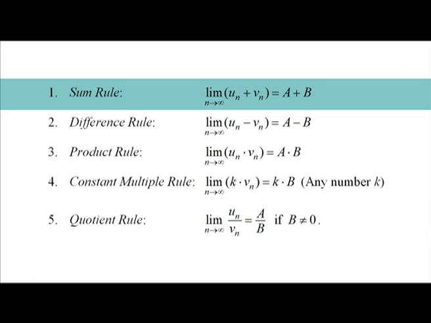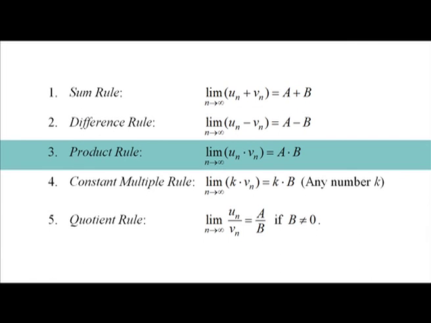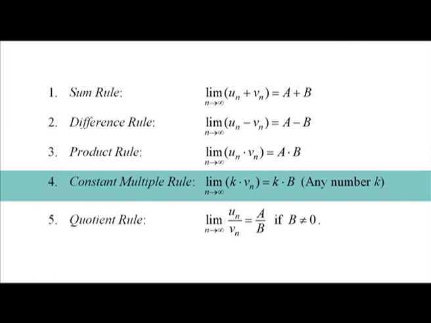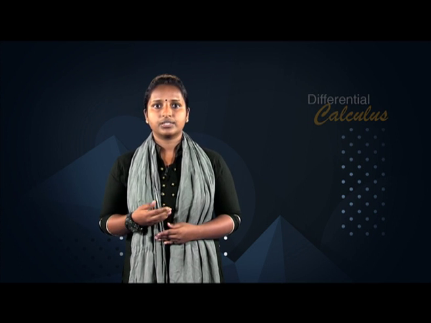First one, sum rule. Limit of un plus vn as n approaches infinity equal to a plus b. Second one, difference rule. Limit of un minus vn as n approaches infinity is a minus b. Third one, product rule. Limit of un into vn as n approaches infinity is a into b. Fourth one, constant multiple rule. Limit of k times vn as n approaches infinity is k times b for any number k. Fifth one, quotient rule. Limit of un upon vn as n approaches infinity is a upon b if b not equal to 0. We only prove the sum rule, leaving the rest to the exercise.